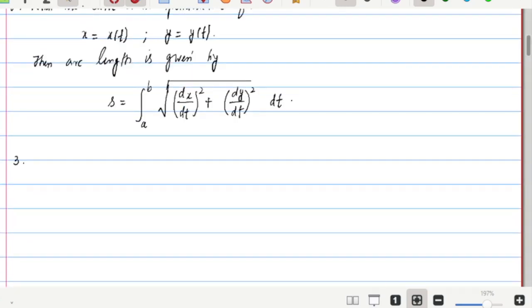इसी तरह से third form हमारी हो सकती है when the curve is in polar form. Say our curve is given by r is equal to f of theta.